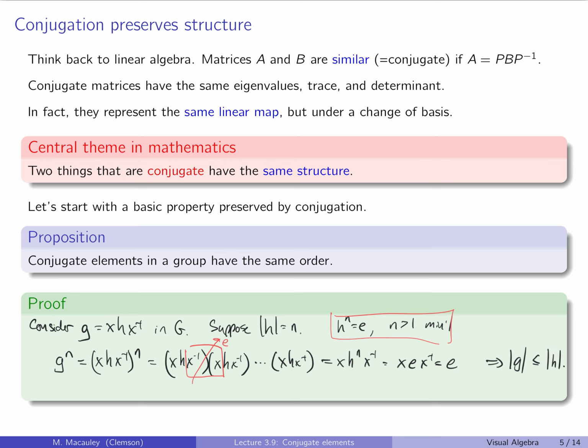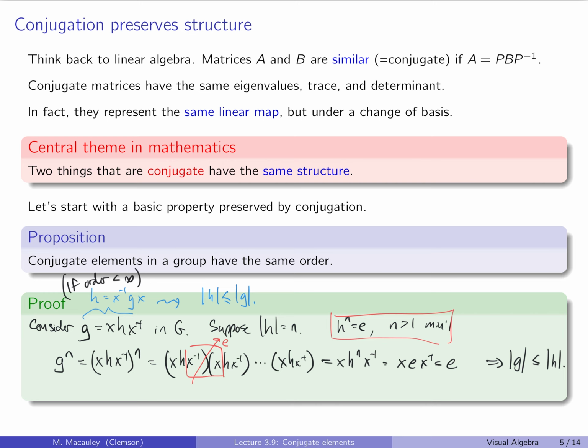However, we know that conjugation is an equivalence relation. So if we just reverse the order of this, we can get that h equals x inverse gx, and we can carry out the same proof and get that the order of h is less than or equal to the order of g. Now, I'm assuming the case that the order is finite. So I should say this is if the order is finite.